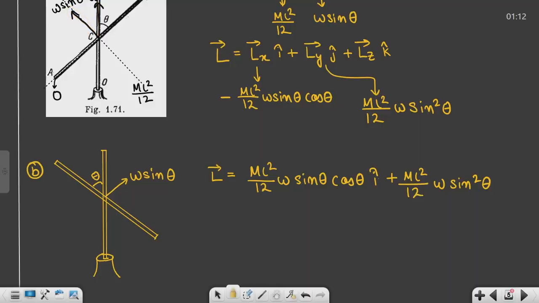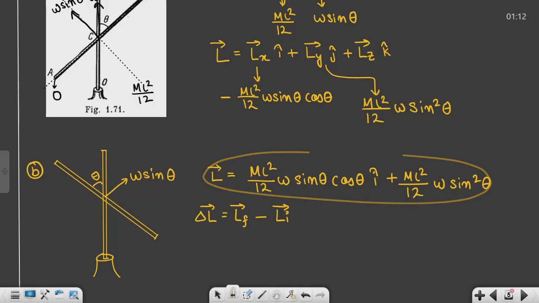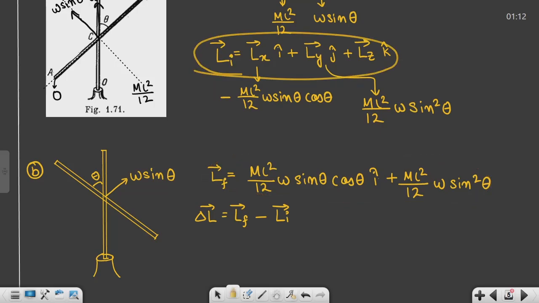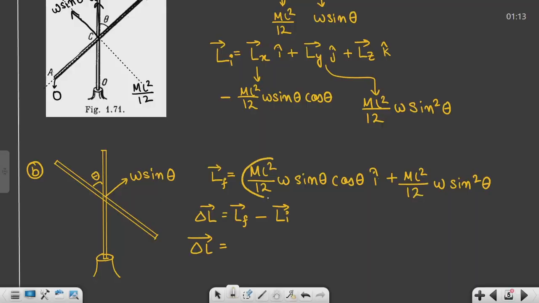Okay, the second part of the question asks for the change in angular momentum. Change in angular momentum is nothing but final angular momentum minus initial angular momentum. So this is the final value, and this is the initial angular momentum. If I subtract, that gives delta L. So follow properly: this minus this is nothing but 2 times this one, isn't it? 2 times any other value.